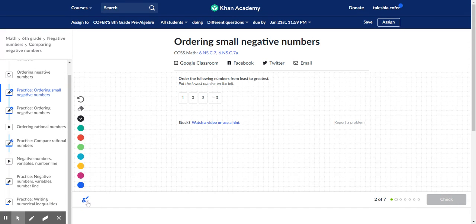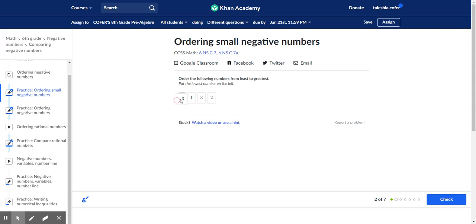Same thing here. If these things were on a number line, 0 will be right in the middle. My negatives will be here and my positives will be here. 1 would be over here, 2 would be on this side of 1, 3 would be over here, and -3 would be way over here. So when I put them in order from least to greatest: -3, 1, 2, 3.